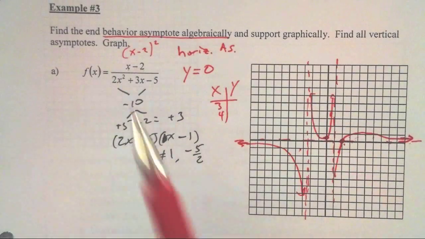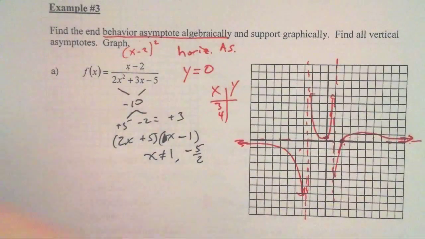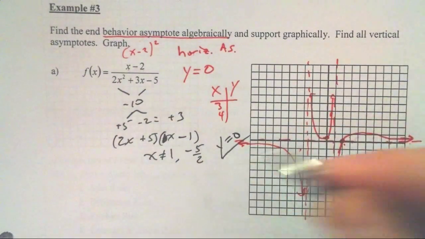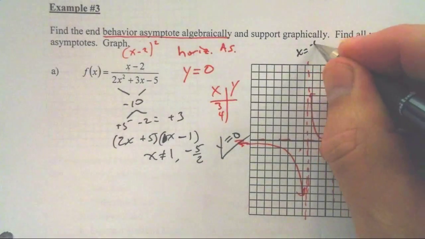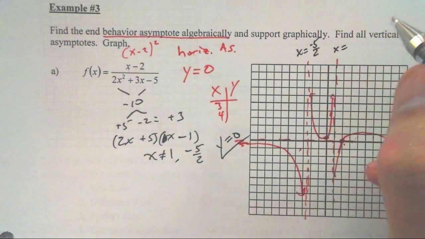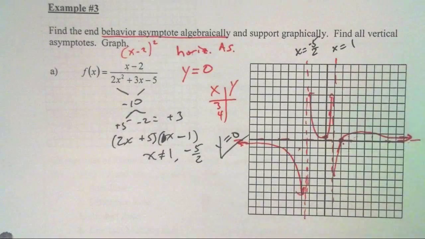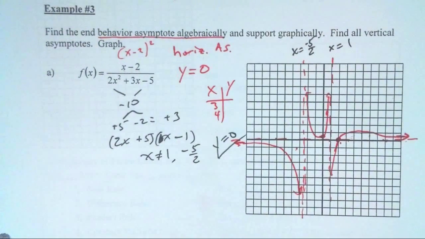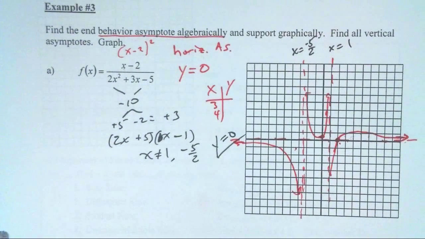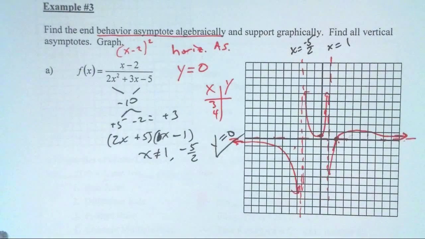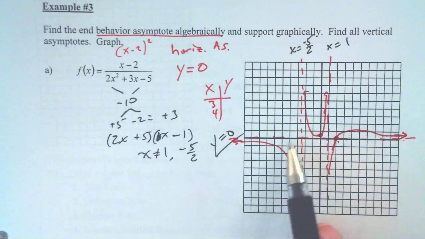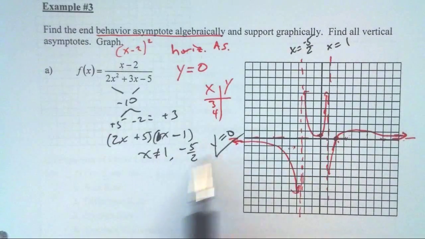Find all vertical asymptotes. So our vertical asymptotes, I guess I'll label these: y equals 0. Here's x equals negative 5 halves, and here's x equals 1. Our vertical asymptotes. Okay. Then, as far as where the curves fit, we would just have to do some t-charting there if we had to do it by hand.